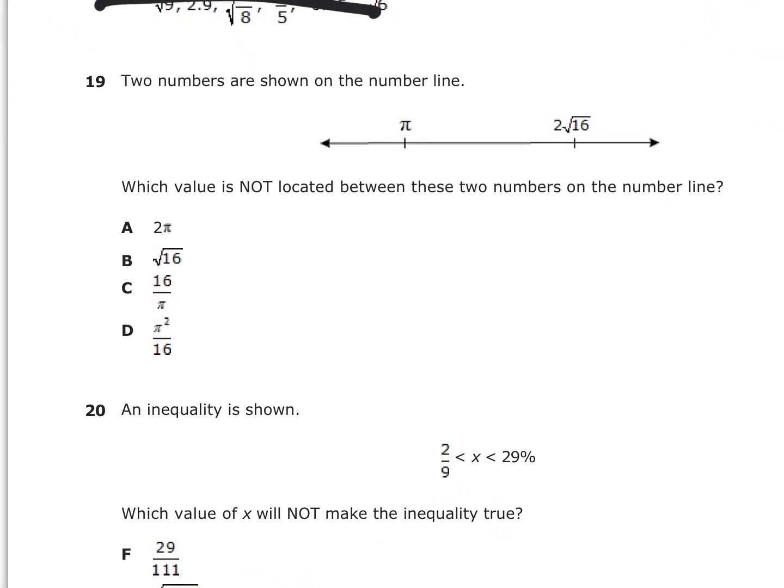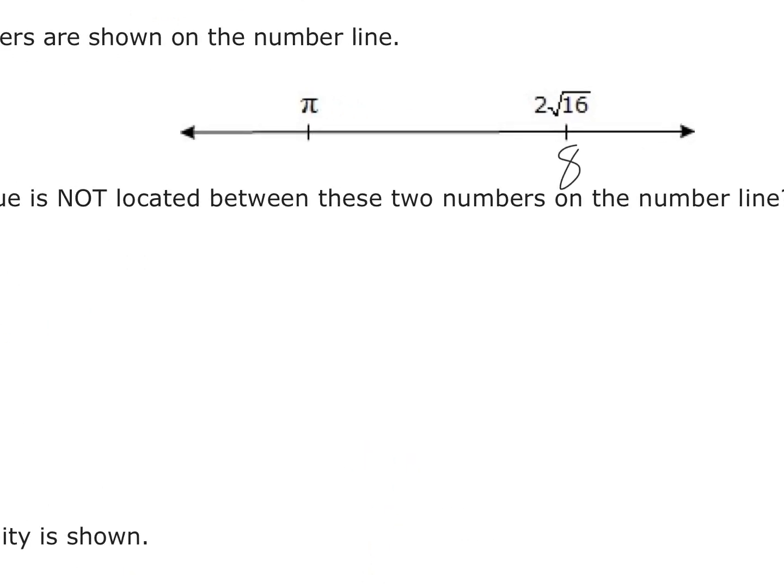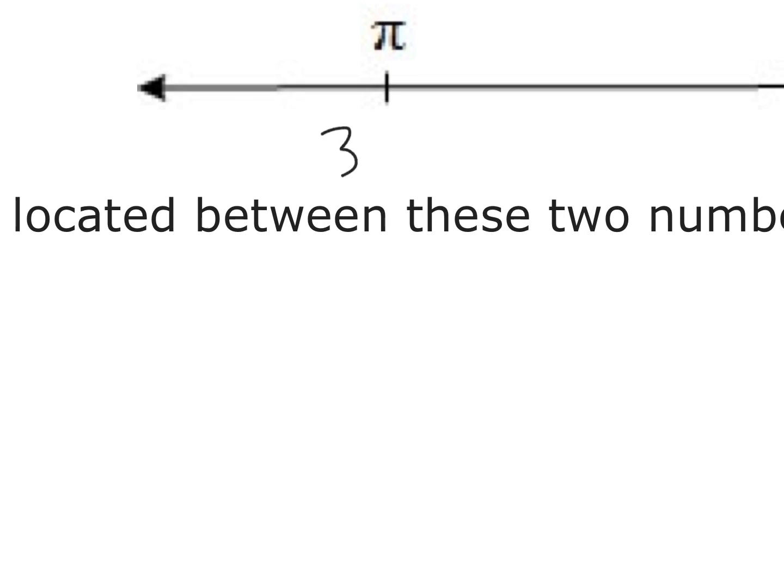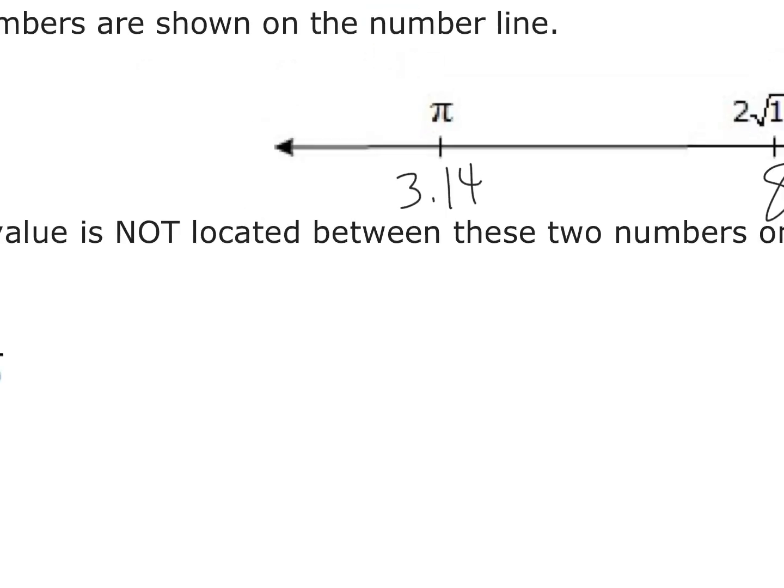So we've got two numbers on this number line. Which value is not located between them? Let's solve this first. What is the square root of 16? 4. What is 2 times 4? 8. So that number is 8. And this number is 3.14.